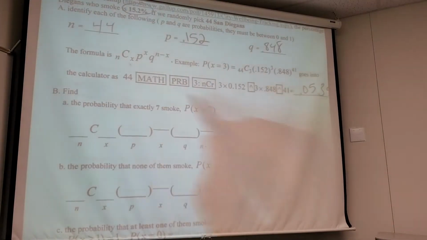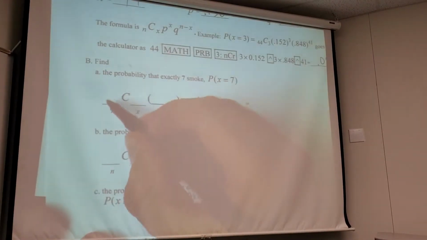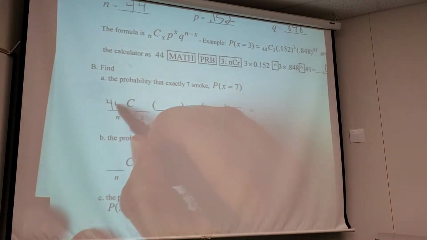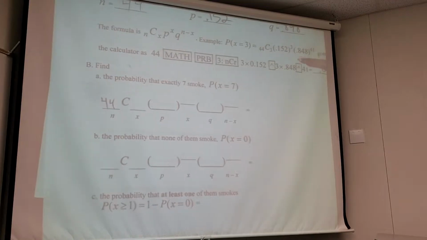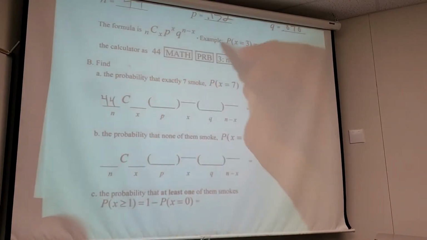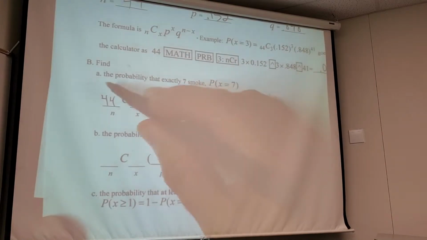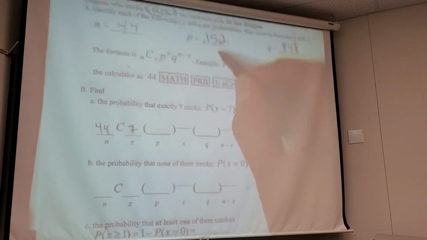I just wanted to show you an example of how to put it in the calculator just so you have it. So this one, n is always 44 for this problem. Problem number 1 has 44 people. I can't change that by asking a different question about them. But in this case, what does change? How many successes do I want for part A? 7.